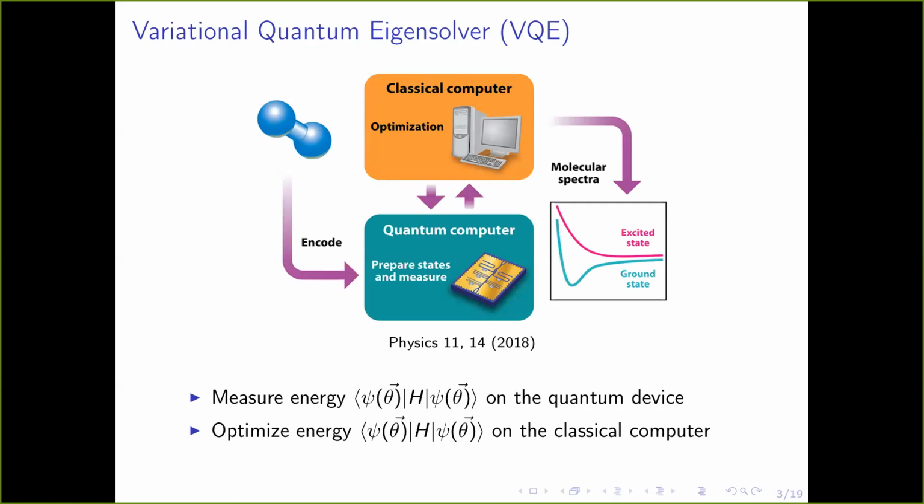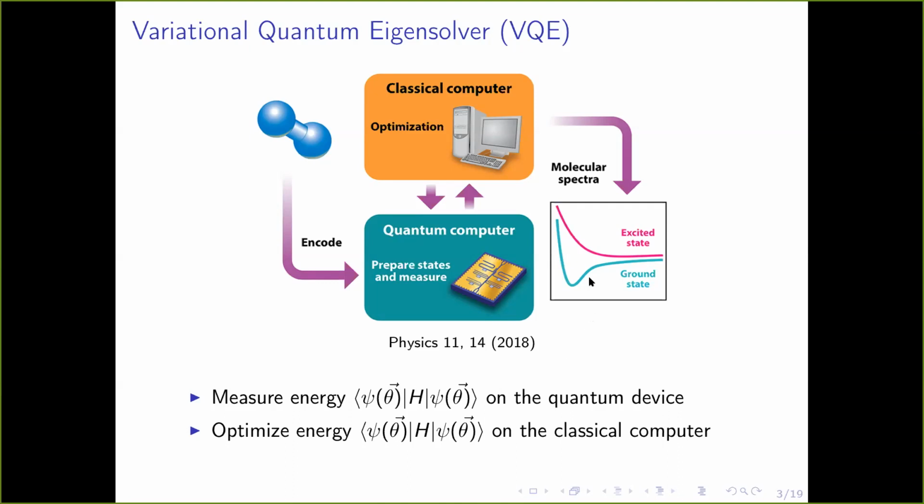Basically it's based on the variational principle, where you prepare the ansatz state on the quantum device and also measure the energy on the device. Then you optimize the energy on a classical computer, and you keep updating the parameters until the energy converges to a low enough energy, and then you can approximate the ground state energy.